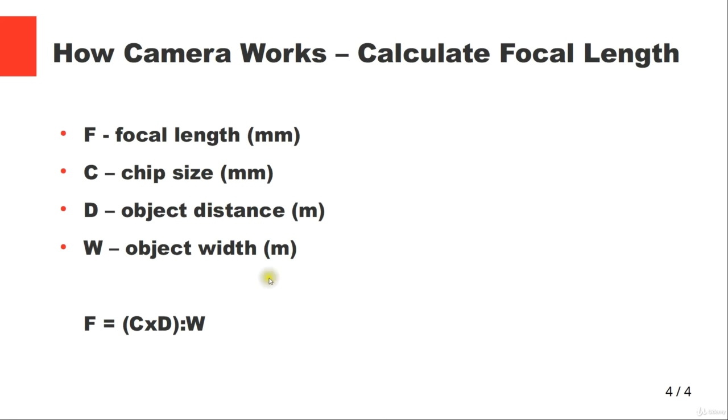And so your focal length will be chip size in millimeters, and as I said, either vertical or horizontal, depending on what you measure, multiplied by object distance and divided by object width, and you will get focal length in millimeters. That's how you can calculate it. So you must know your object width, or the field of view required, and the distance to the object, and if you know this, you can calculate that.